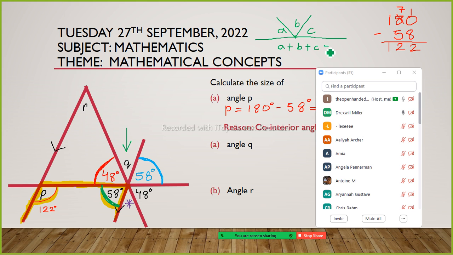What can we say about angles A, B, and C? What must they add up to? A, B, and C must add up to 180. Why? Because they're on a straight line. Angles on a straight line add up to, or are equal to, 180 at a common point. Very good. They must add up to 180 degrees.